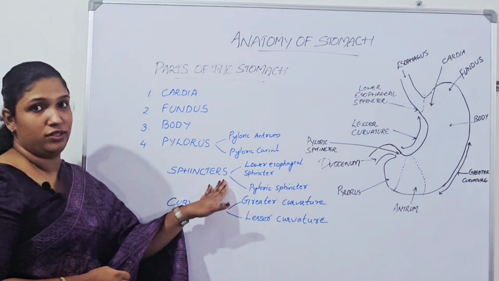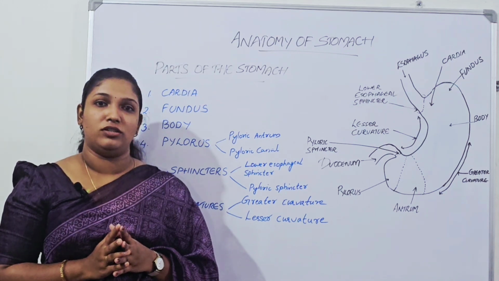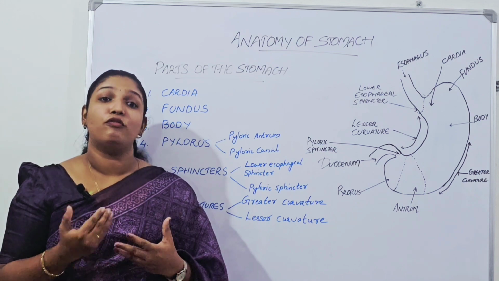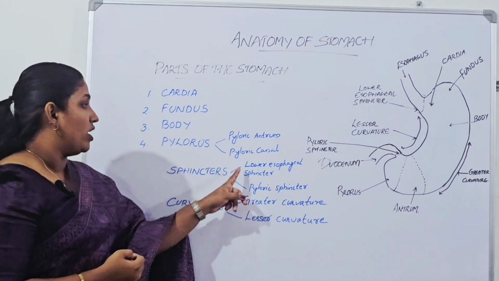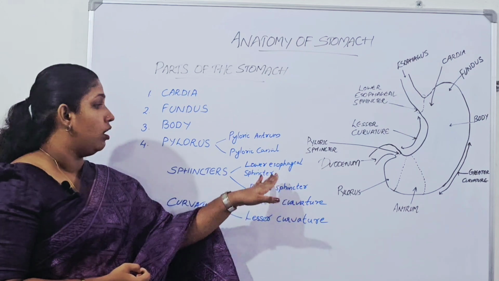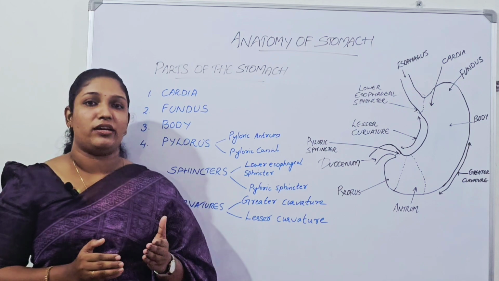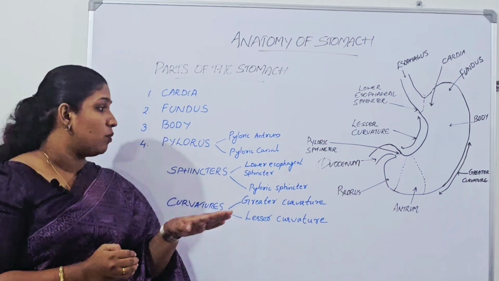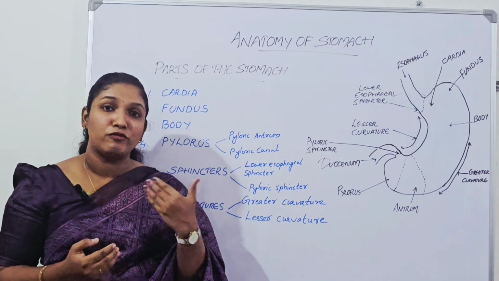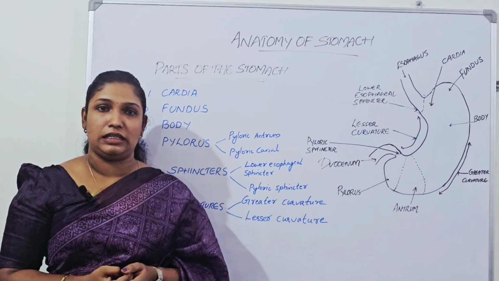Next is about sphincters. There are two important types of sphincters located in the stomach, which regulate the entry and exit of food. One is the lower esophageal sphincter and the other one is the pyloric sphincter. The lower esophageal sphincter is located between the esophagus and cardia, otherwise called the cardiac sphincter, which prevents the backflow of acid as well as food from the stomach to the esophagus.